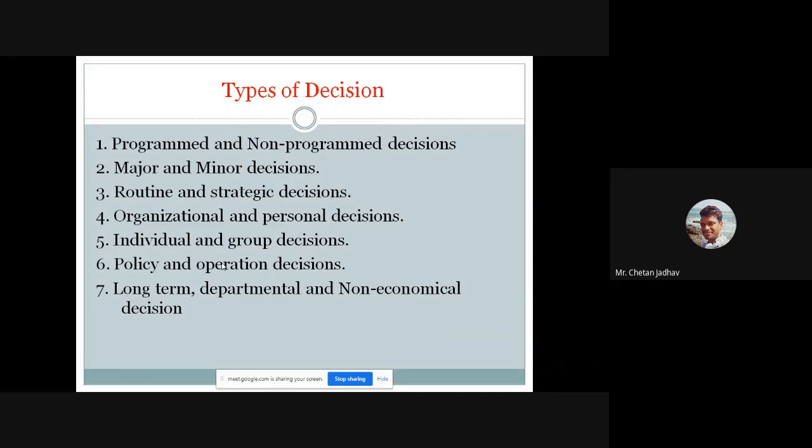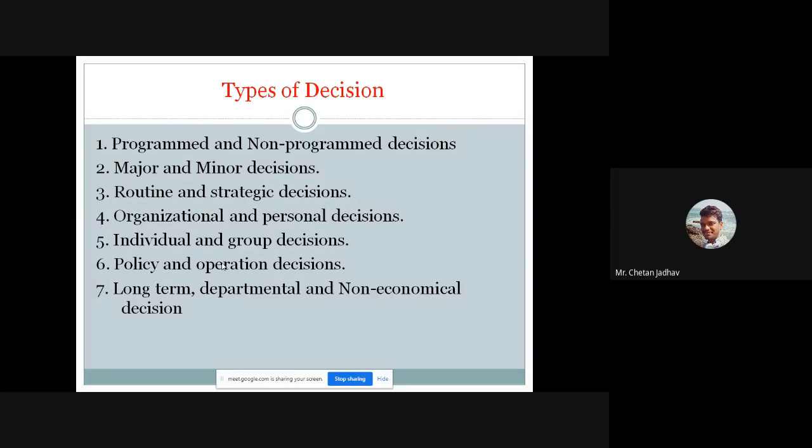So first is programmed and non-programmed decision. Okay, so we will take the example of any industry, and for that industry, for a particular production, they have created near about 2 to 3 plans. Okay, we have started from the planning. Then we have to go further. At the end of the planning, or at the starting, or in the middle of the planning or manufacturing, we have to take some emergency decision, or you can call it the 11th hour decision.